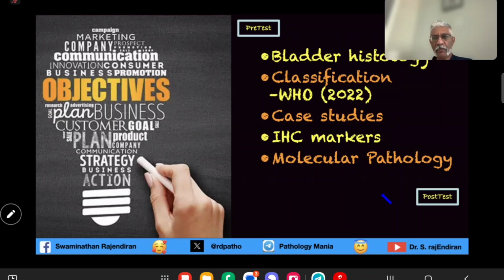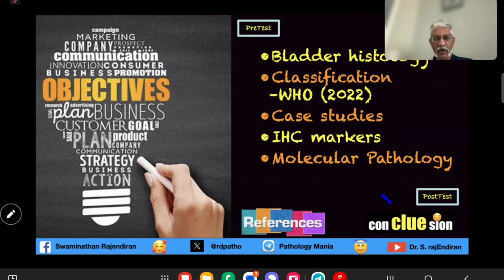I thought I will start with a pre-test and post-test. These are 5 questions. You can just note down on a paper, and the same questions will be repeated after the presentation, and you should be able to score more. That's the idea. But after some of my presentations, they do bad in the post-test. That reflects my teaching. And I will end with the conclusion and references.